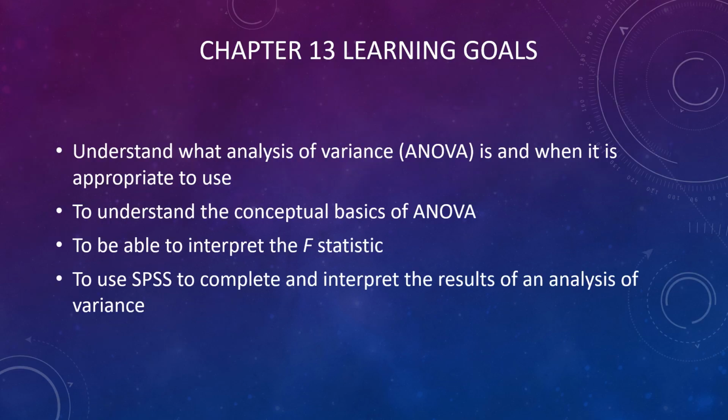So the learning goals of chapter 13, again, we're going to get into not only what analysis of variance is, how it operates, but when it's appropriate to use it. We'll get into some of the conceptual basis. You're going to get into interpreting what's called an F statistic. It's very similar to a T statistic. There's actually an F table, just like there is a T table. We're not even going to get into the F table.